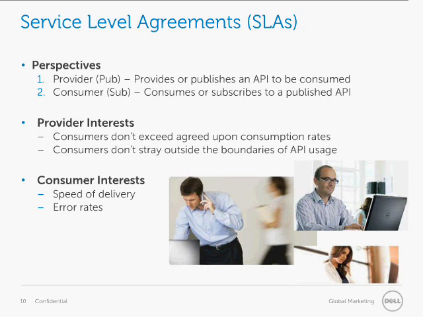So really, it's a pretty straightforward interest. If you're the consumer and you're doing monitoring, you want to know that the speed of delivery and the error rates are within your acceptable rates that you've defined in your service level agreement. If you're a provider, you want to make sure that the consumer isn't doing anything outside the boundaries of that published API, and also that they don't exceed the rate that they have agreed to, because you have to expect a certain rate coming in as the provider.